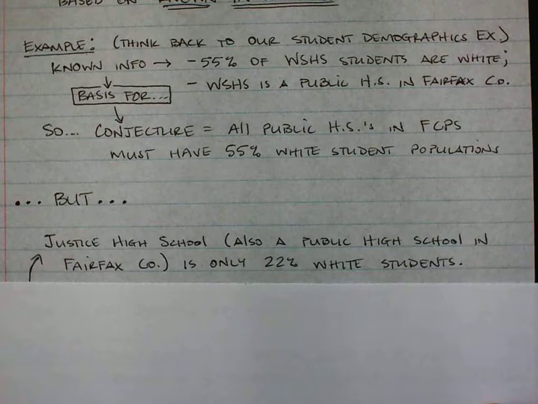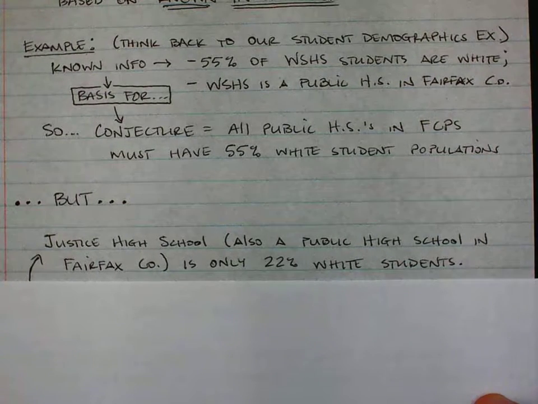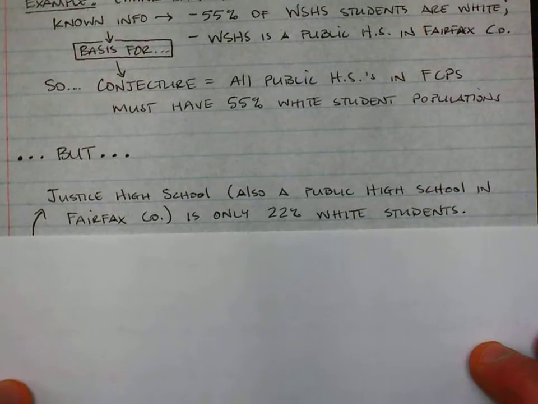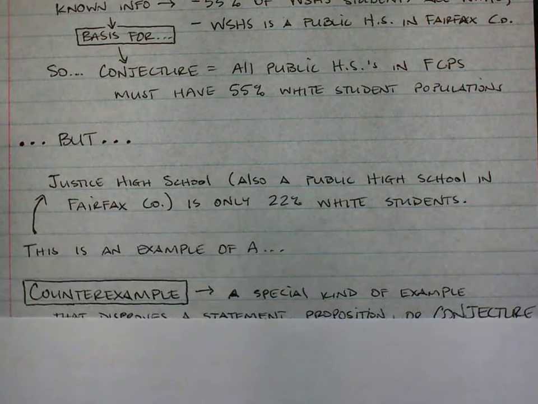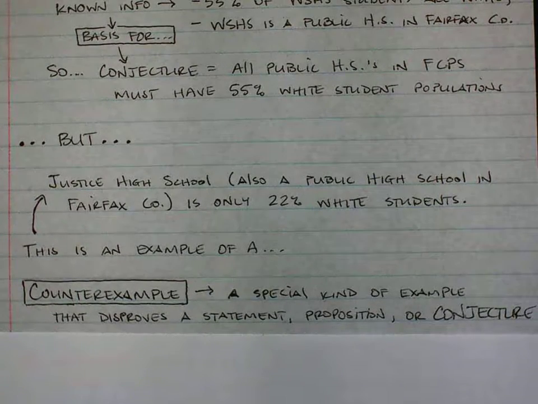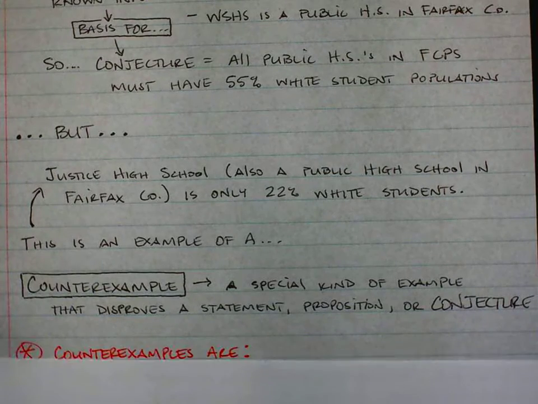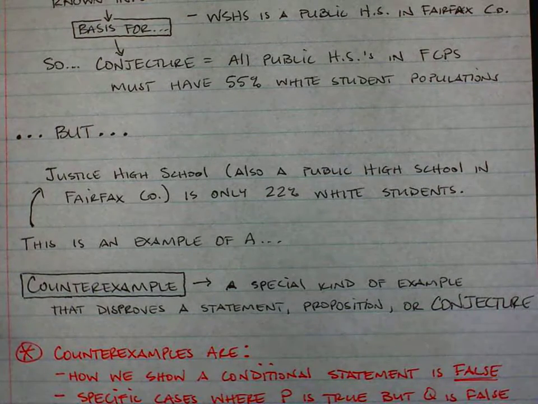But Justice High School, which is also a public school in Fairfax County, is only 22% white students. This is an example of a counterexample. Okay, a counterexample is a specific case that disproves a statement, proposition, or conjecture. Counterexamples are how we show a conditional statement is false. Counterexamples are specific cases where P is true but Q is false, and they are used to disprove conjectures.